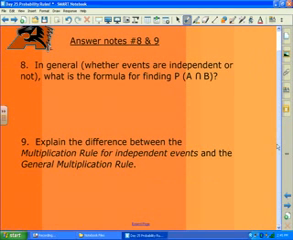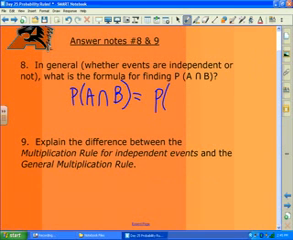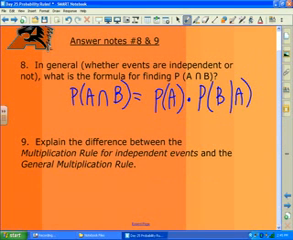All right. Okay, let's answer 8 and 9 in our notes. So you're kind of moving back and forth. What's our general formula for finding the intersection if we do not know they are independent? Probability of A and B is probability of what? A times the probability of B given that A occurred.